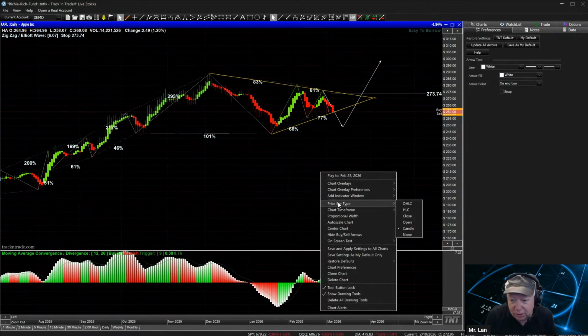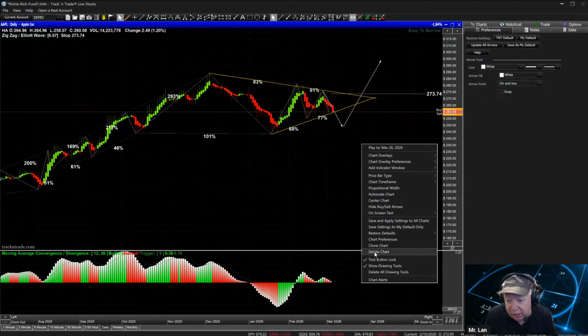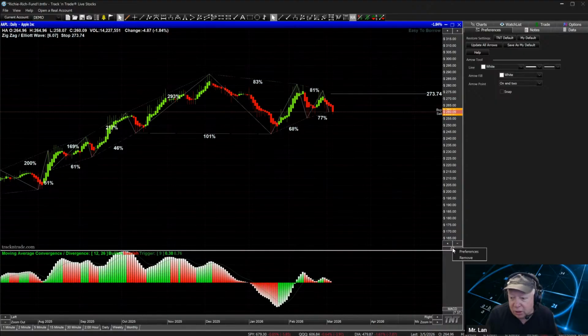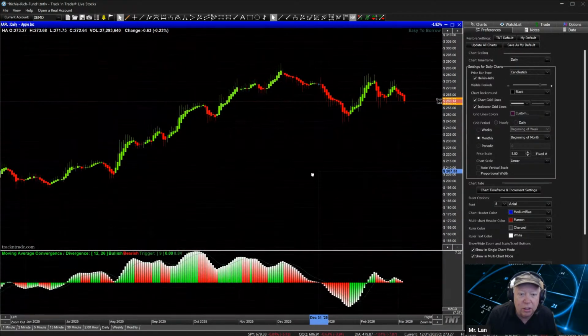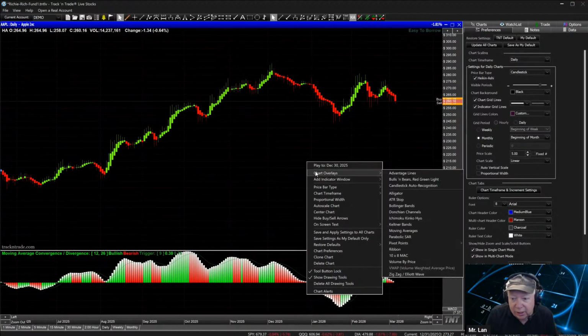Let's come in here, chart overlay. Let's get rid of all these drawing tools. I'm going to right click, delete all drawing tools. And let's turn off the zigzag. And we're going to turn on, right click, chart overlay.